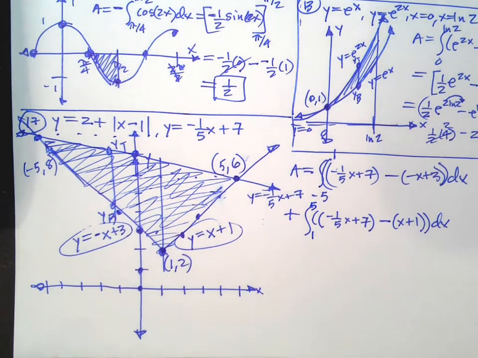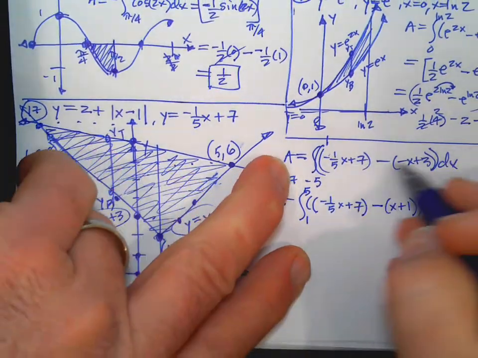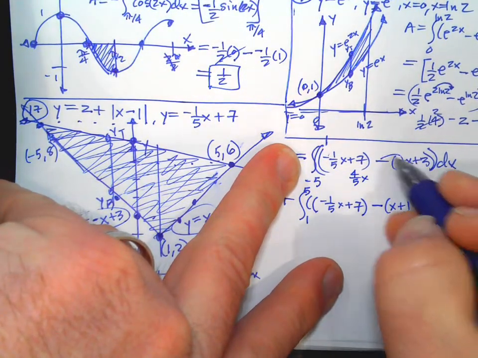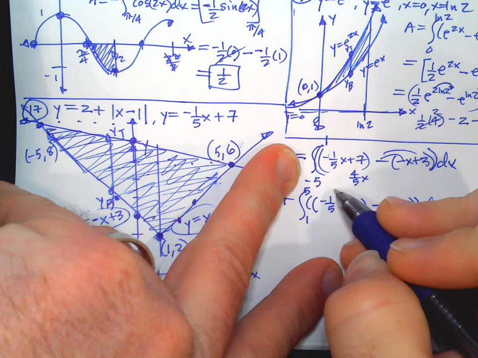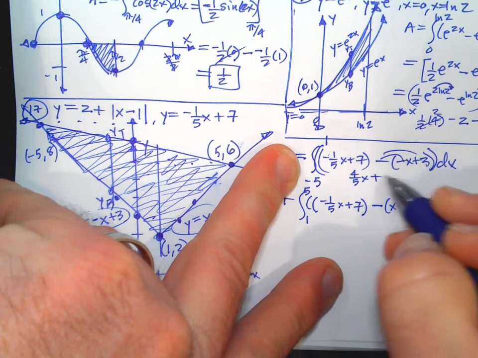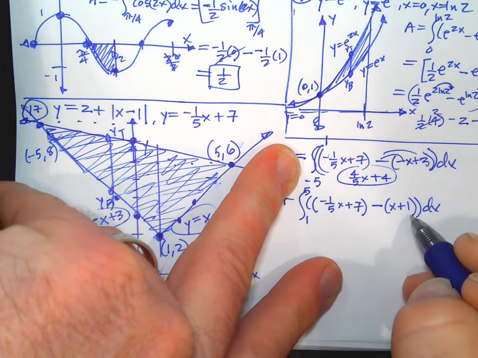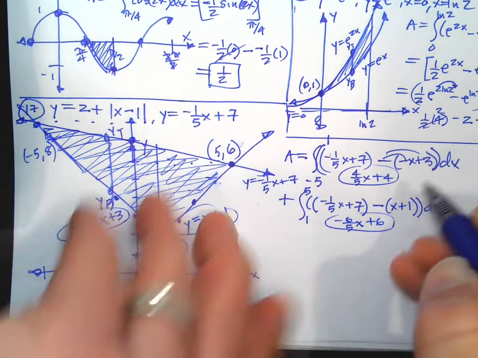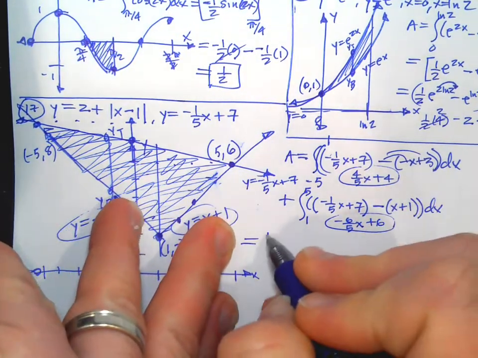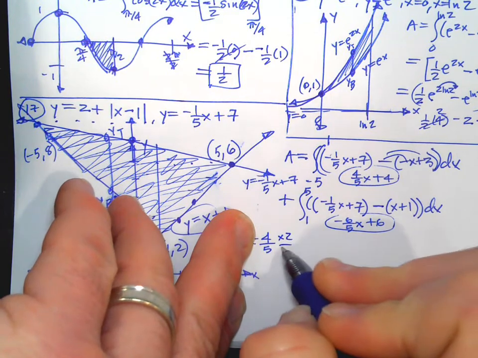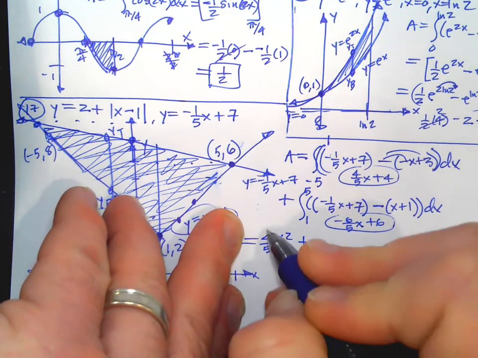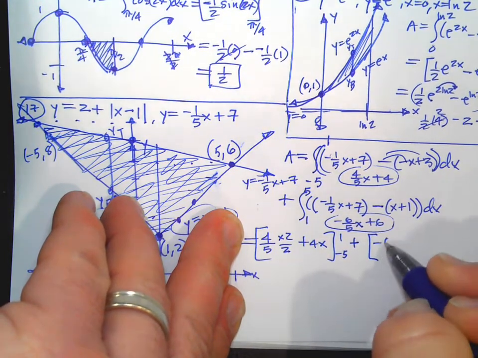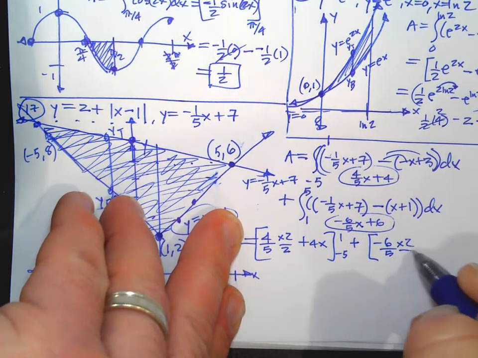So that's our setup. Now, I'd probably clean this up. This is going to be positive 4/5 x, and then 7 minus 3 is 4. So we just treat it like that. And this one is going to be negative 6/5 x plus 6. So the antiderivative of this is going to be 4/5 x squared over 2 plus 4x. Antiderivative of this one's going to be 6/5 x squared over 2 plus 6x.